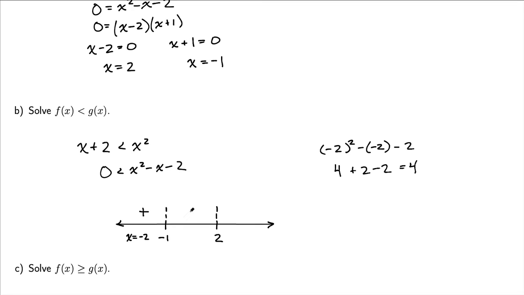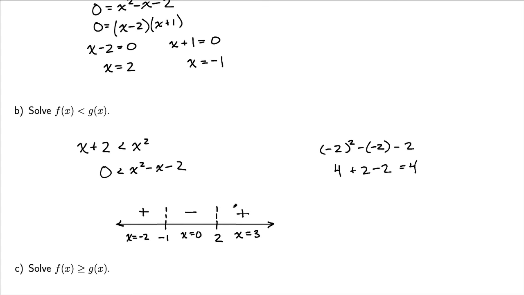And then I can move over here, and I can plug in a number between negative 1 and 2. x equals 0, for example. If I plug that in, I'm going to get 0 minus 2, which is negative 2. So that's a negative on this interval. Okay. And then I plug in a number over here, say x equals 3. And if I plug that in, I get 3 squared minus 3 minus 2, which is 4. It's a positive number. So it's positive.